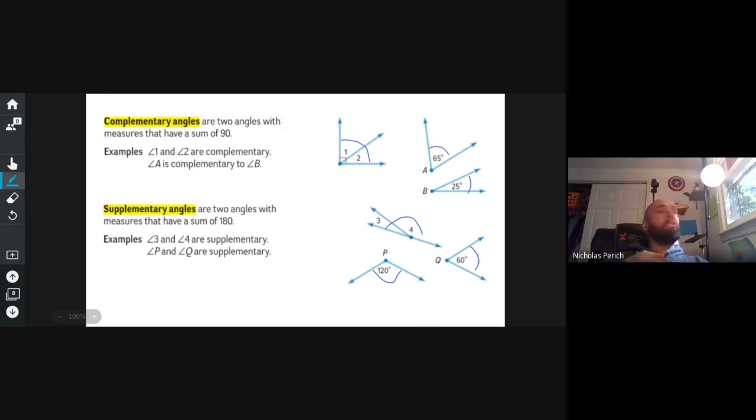Complementary, supplementary. Lots of words to remember. Adjacent means next to each other. Vertical means across from each other and also equal. Linear is the same exact thing as supplementary. Same exact thing. It's just linear implies that they're already attached, and supplementary means you can attach them. Complementary means if you do attach them, you get 90 degrees. Right angle.